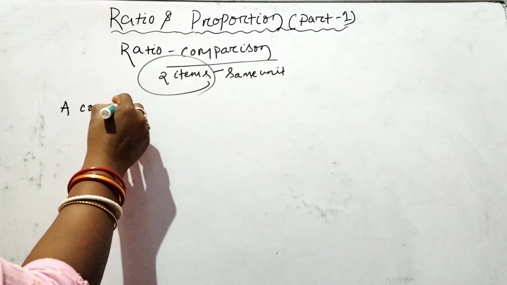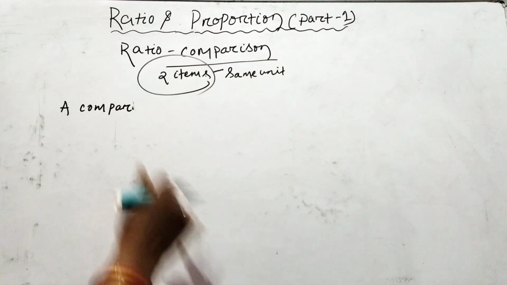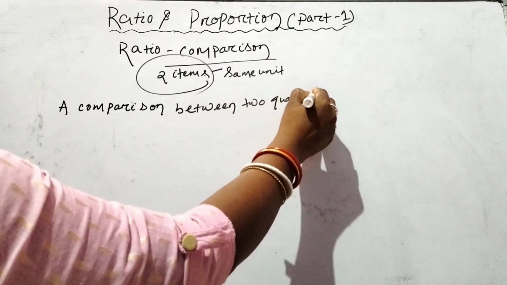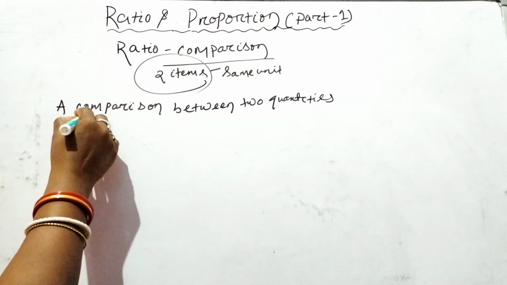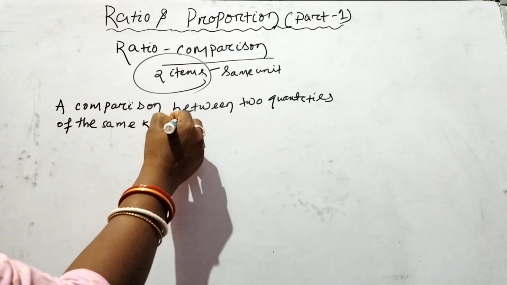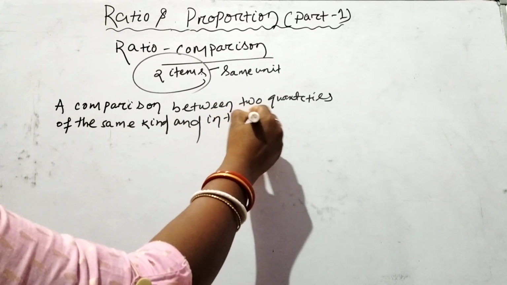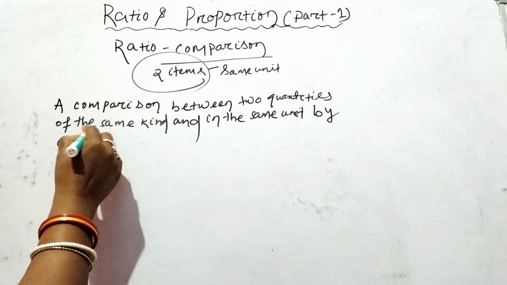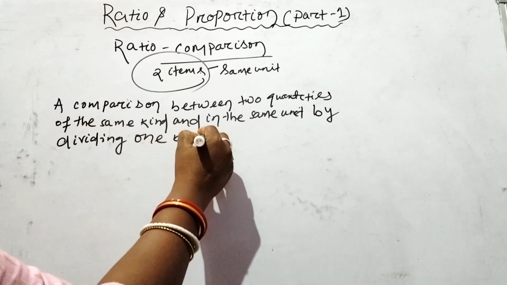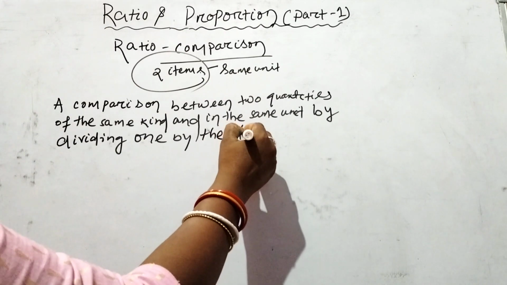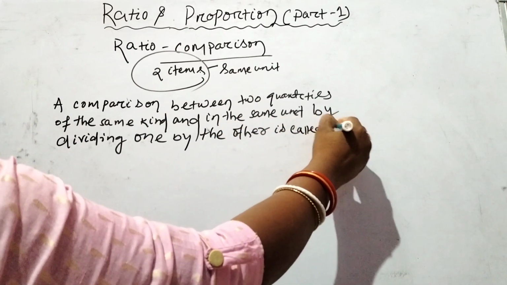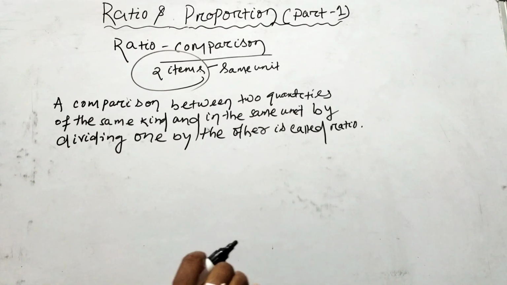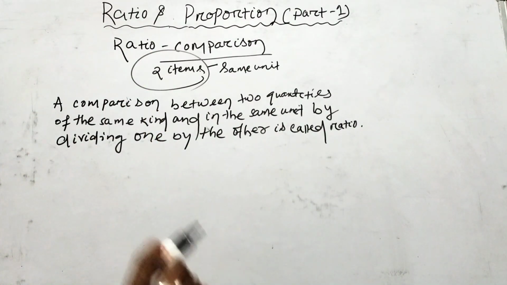That means a comparison between two quantities of the same kind and in the same unit, by dividing one by the other, is called ratio. As you know, for a ratio we need the same kind of quantity and the same unit.